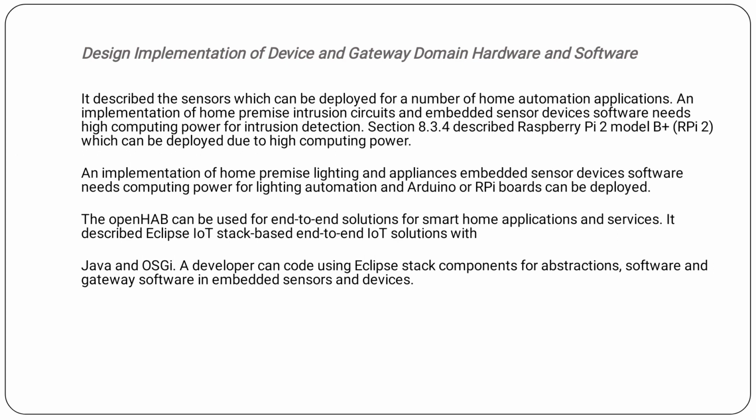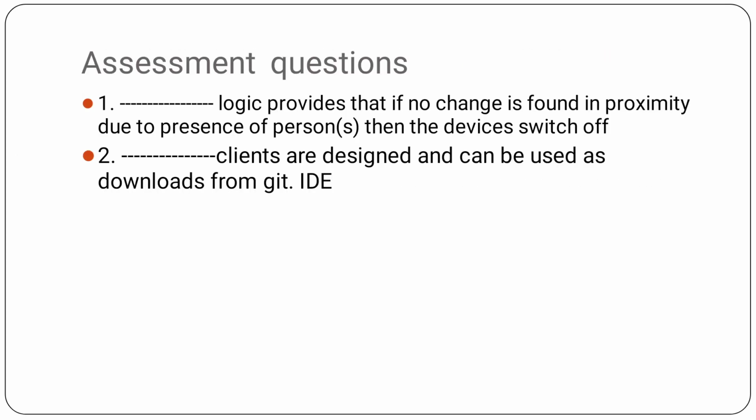openHAB can be used as an end-to-end solution for smartphone application services. It also describes an Eclipse IoT stack-based end-to-end IoT solution with Java and OSGi. A developer can write code with the Eclipse stack components for abstraction of the software gateway in embedded sensors and devices. So from this, normally, students can understand how an application can communicate with the sensors in the smart home. And from this, some basic questions have been asked.